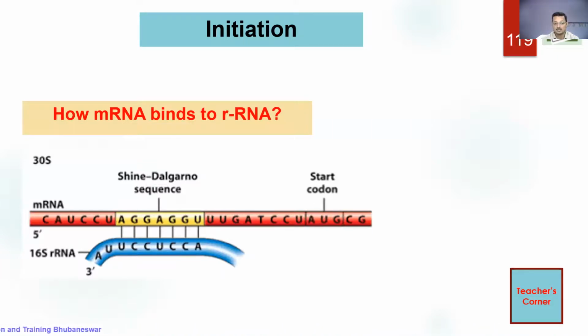Why is it UTR? It does not take part in translation, but it has some sequence that helps in recognizing where the mRNA will bind with the rRNA. There is a sequence in mRNA known as the Shine-Dalgarno sequence. It binds with rRNA, ribosomal RNA, and hence it is about to start the process of translation. Hence, in your book it is given that for an efficient translation process, UTRs are needed.